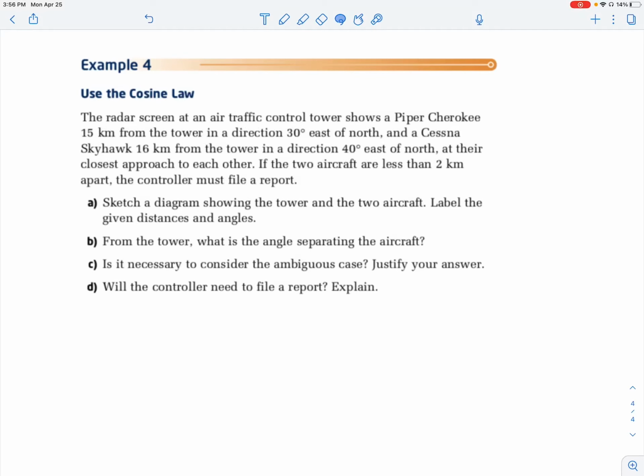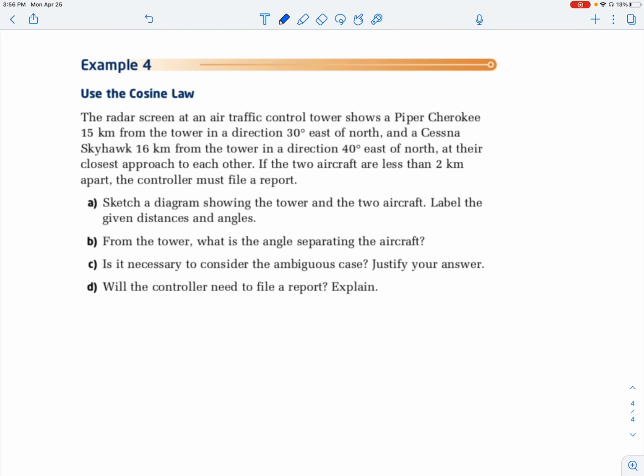Hi, welcome back to 4.4 problems in two dimensions. This is our last example, example 4, and it actually won't take too long. In this example, we're just going to use the cosine law. So far, everything we've been doing has been sine law based, so this last example will just cover the cosine law.